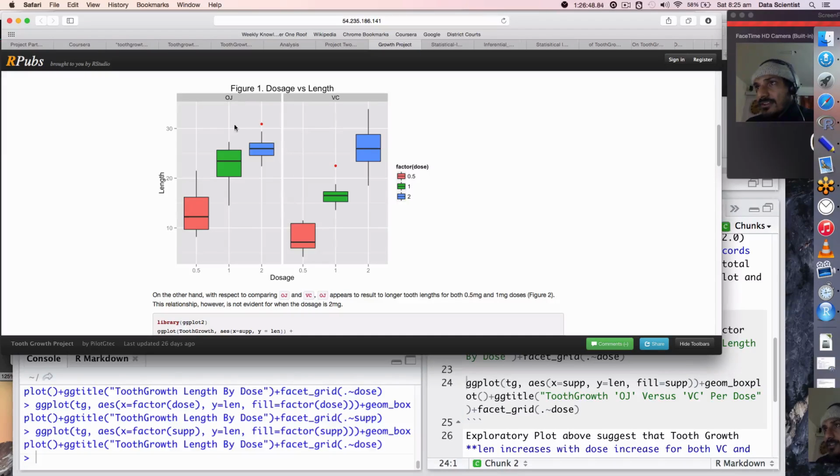I see that at least in this, orange juice seems to be better than the ascorbic acid for the increase in the length. Whereas when the dosage level is high, which is 2, both of them seem to be giving you the same result. Only thing is that there's higher variance in this case. So this is what exploratory data analysis is telling us. Further ahead, to actually test it, if we were to assume these as our hypothesis, we will need to perform some t-tests, and we haven't learned that yet.